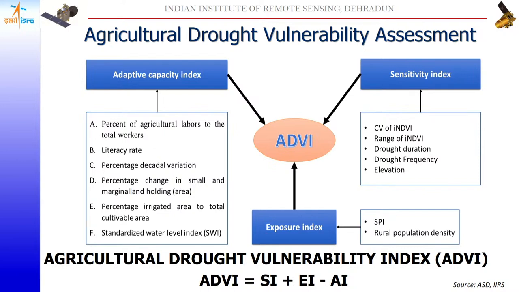Similarly, if the literacy rate is higher, it means people understand the importance of agriculture and crop production, and they are making the system viable as well as continuous with respect to area or land holding. Then there is the percentage decadal variation in population, the number of male and female, and the number of agricultural labor, along with how much area changes in terms of percent change in small and marginal land holding.